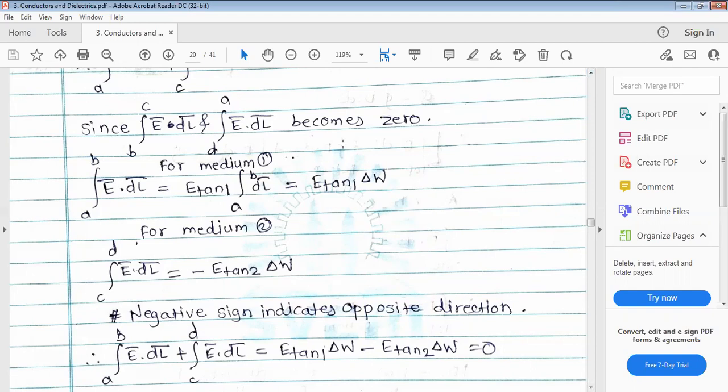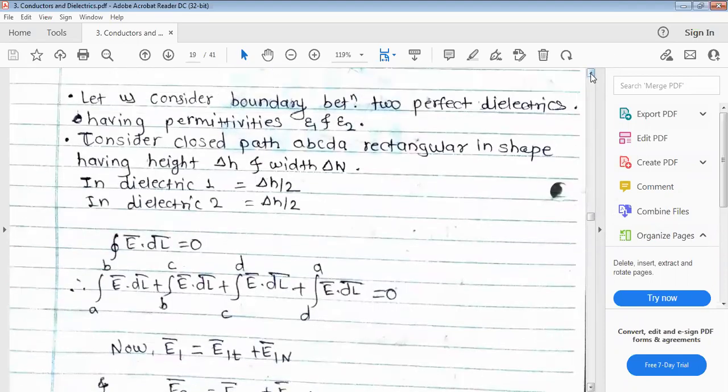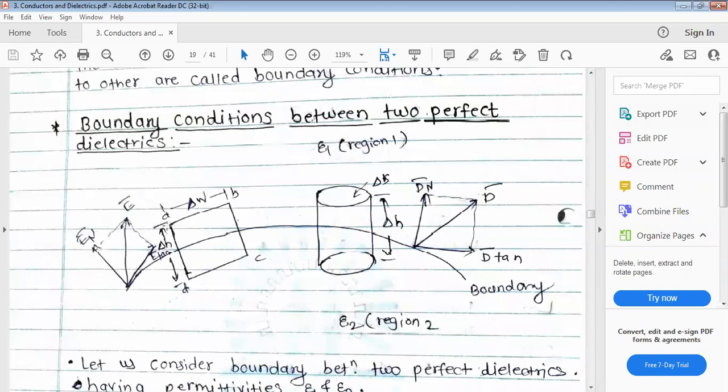Now, for medium 1, this A to B is placed in medium 1, right? In medium 1, this A to B part is there, and in medium 2, C to D part is there.